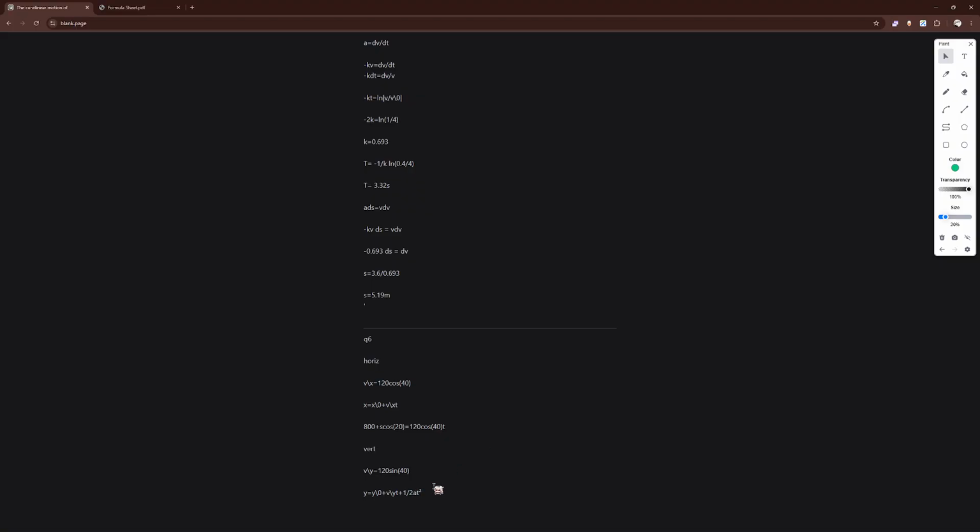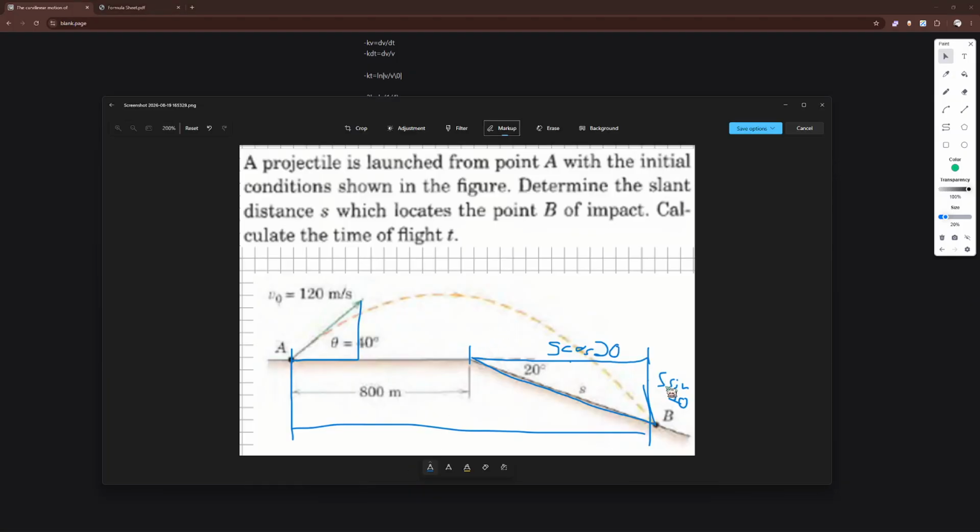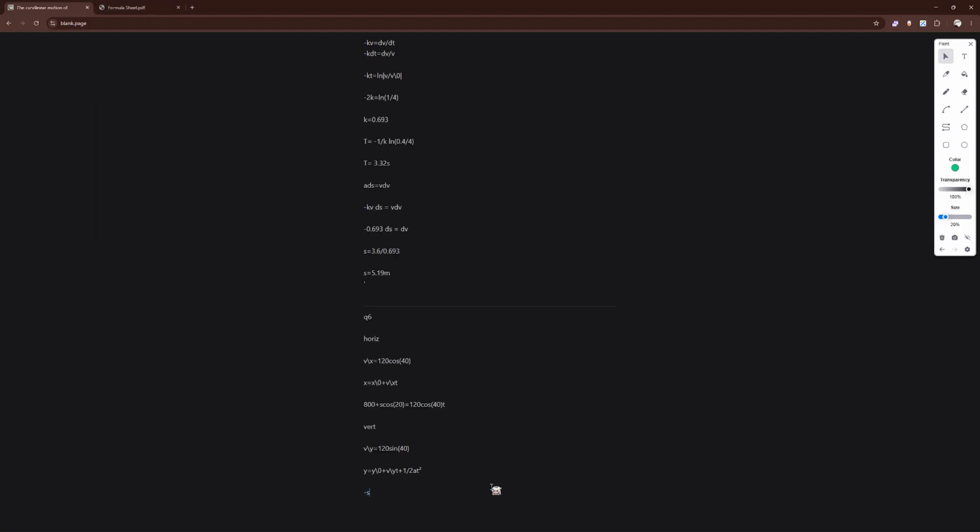Of course, a is negative 9.81, because down is negative. Plug in some values. So y, what is y? We defined it as s sine 20, but remember it's negative because we're going down. Negative s, I'm going to put a capital there just to differentiate that. Negative s sine 20 is equal to y naught, which is 0, plus v naught, 120 sine 40, plus or minus half 9.81 t squared. And I forgot to type out the t here.